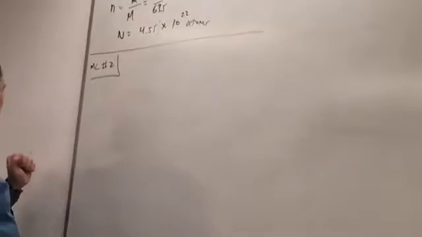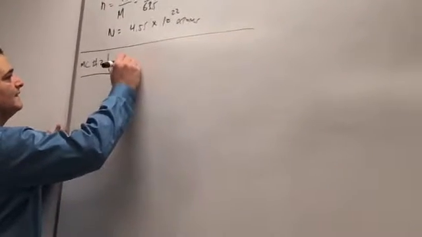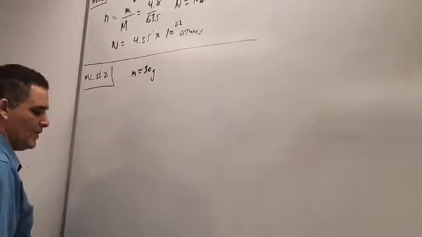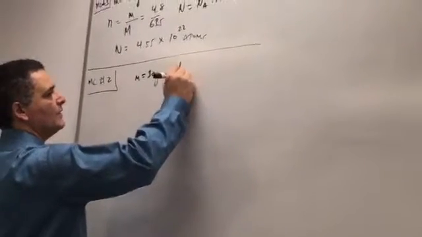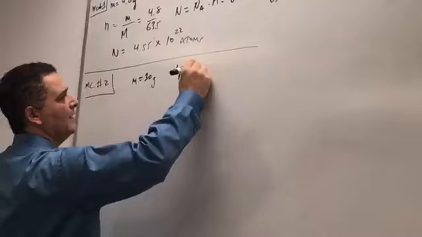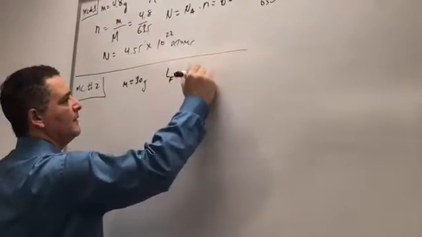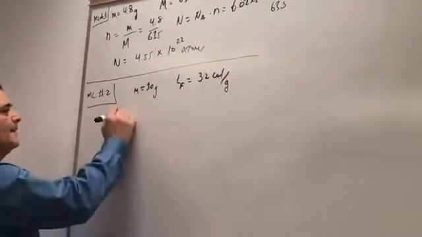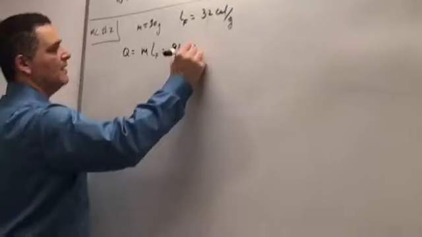Okay, number 2. How many calories are required to melt 30 grams of copper at its melting point? Okay, 30 grams of copper. So I think the latent heat of fusion for copper is 32, right? 32 calories per gram? Which is not very much when you think about it. So that means that Q is m times L_f, which is 960 calories.